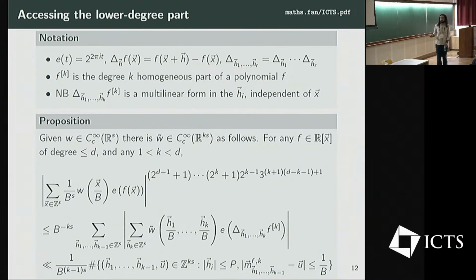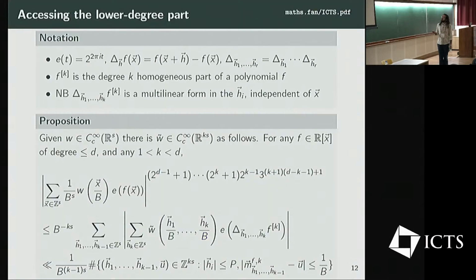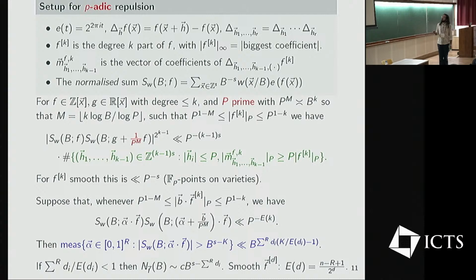And because it's a multilinear exponential sum, it's very nice. It can be understood very well. The part inside the absolute value we can basically evaluate using Poisson summation, and that gives us this upper bound here, which is in terms of a counting function, where m is the vector of coefficients of this multilinear form considered as a linear form in the last vector.